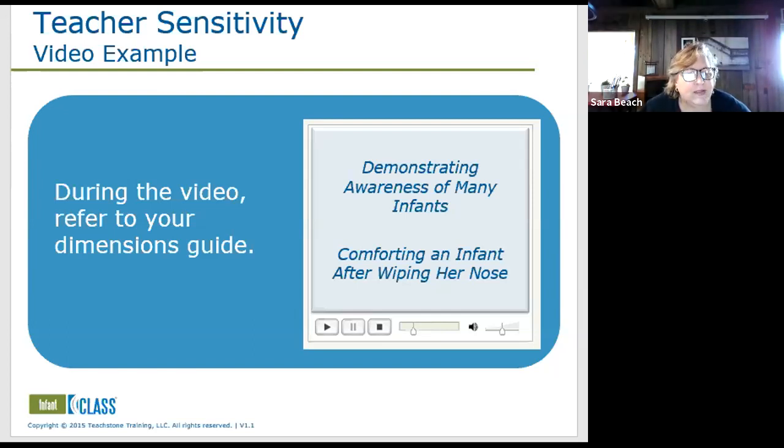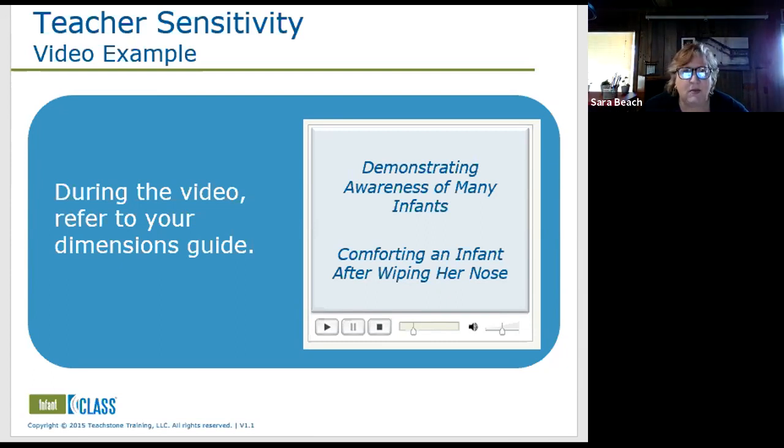All right, so crying definitely falls within the sensitivity dimension, and that's where we will judge. If we see a lot of crying, is there enough sensitivity going on?